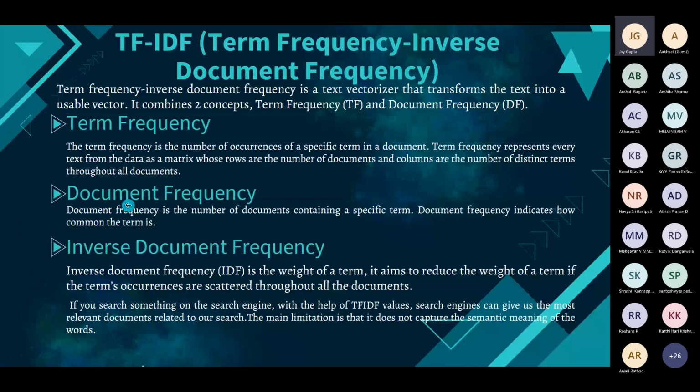Then we have inverse document frequency. It tries to reduce the weight of a term if its occurrences are scattered throughout all the documents. For example, if there is a word which is present in all 6 documents, and there is a word which is present in only one document, the weight of the word present in all 6 documents will be less than the weight of the word present in only one document.